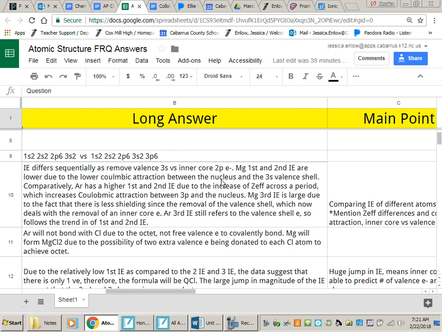And then tell me some key points for why the values of the first, so B was a two-part question, why the values of the first and second ionization energies of magnesium are lower than argon, and then the third ionization energy for magnesium is much larger than the third ionization energy for argon. Fatima, keywords. I said the second ionization energy for magnesium is lower because you're removing the valence electrons and there's only 2, so it's easier to take them off. So you just say that.